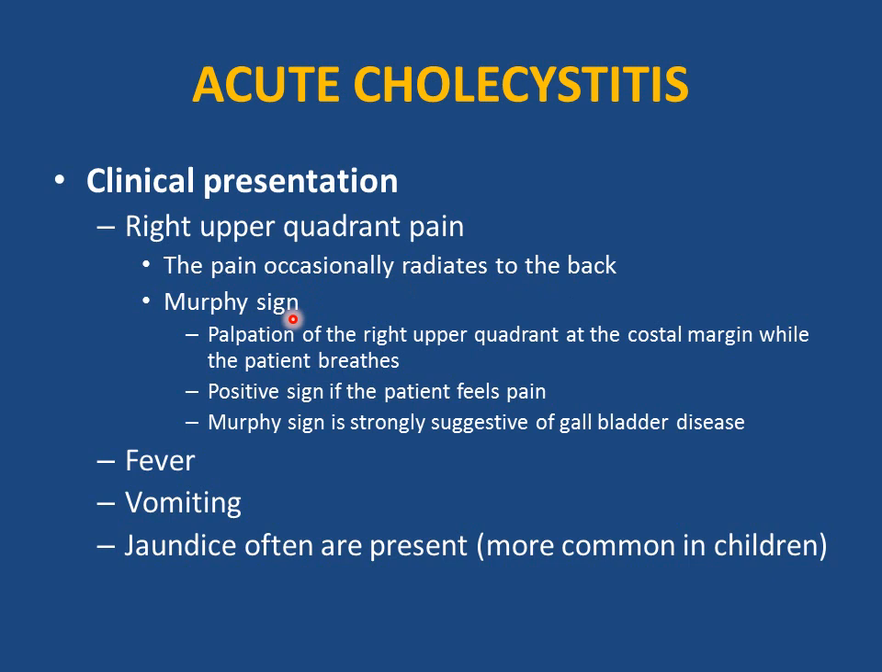Murphy sign is a classic sign of acute cholecystitis. Palpation of the right upper quadrant at the costal margin while the patient breathes in can elicit or cause pain. Murphy sign is strongly suggestive of gallbladder disease. Also, they may present with fever and vomiting. Jaundice is often present, especially in children.